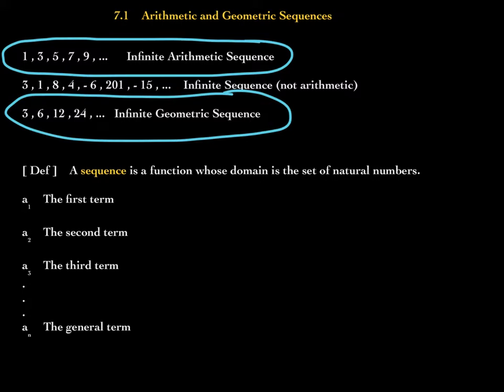Now, the entire sequence can be described by the general term. And what we can do is input values for n, a natural number. We can plug in a natural number for n to find any term within the sequence. Check out this first example.